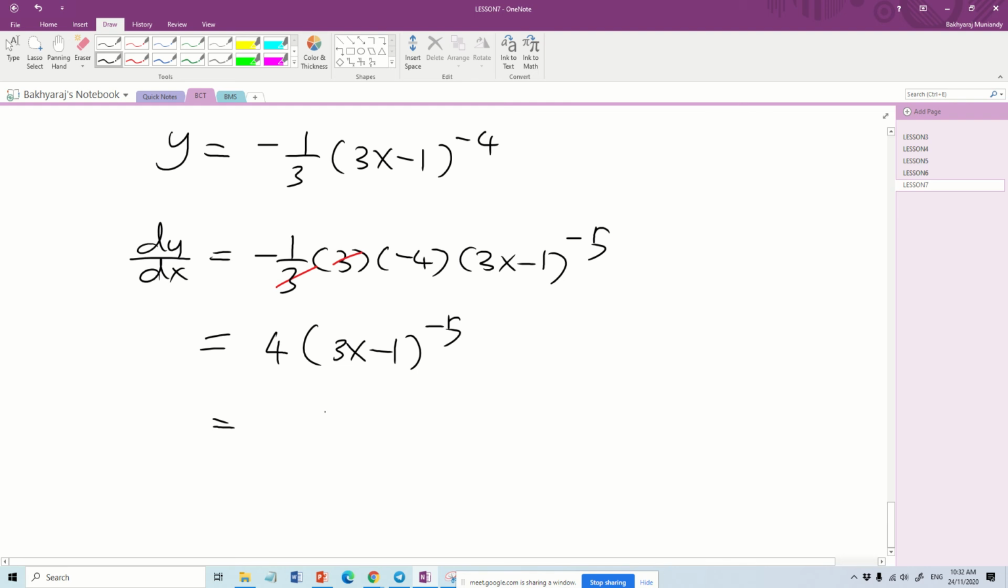dy/dx equals 4 over (3x minus 1) to the power of 5.